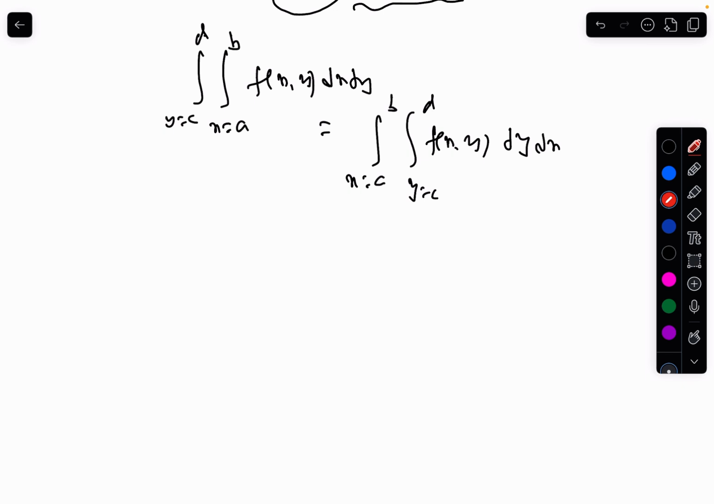So let us take the example: evaluate the double integration of 6xy squared dx dy, where x equals 2 to 4, y equals 1 to 2.